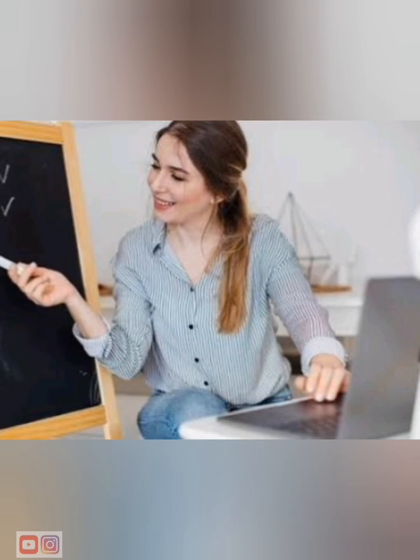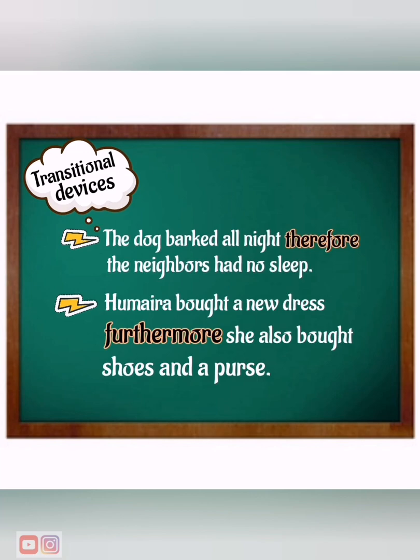For example, the dog barked all night. It is one clause. Therefore is a transition word. The neighbors had no sleep. So you can say that the transition device is linking the two clauses of the sentence with each other. The next example is Humaira bought a new dress. Furthermore, she also bought shoes and a purse. So here, the transition word furthermore is linking the two main clauses within a compound sentence.